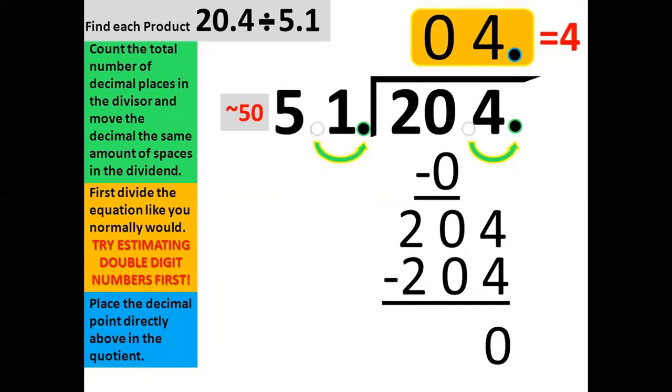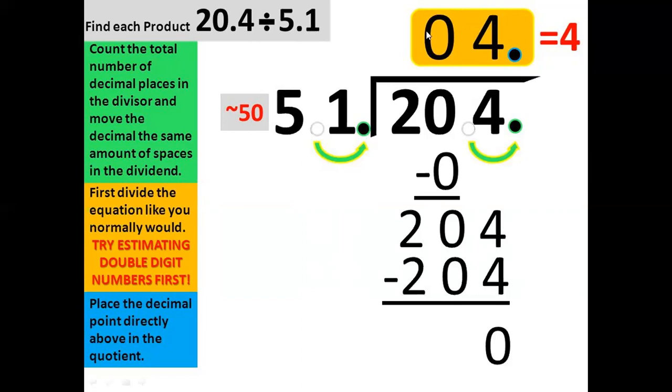Because you have moved one place in the divisor, you need to do the same in the dividend too. Here we moved just one place value, so you need to move one place value in the dividend as well. Keep in mind, if you moved two place values in the divisor, you need to move two place values in the dividend as well. Once you have moved, what is the number we are left with? We have 204 divided by 51. It's as simple as that.